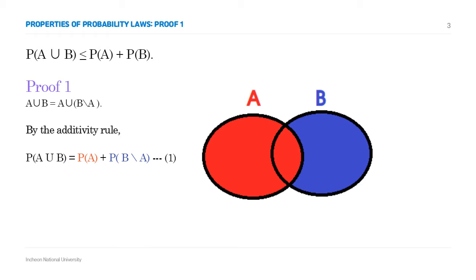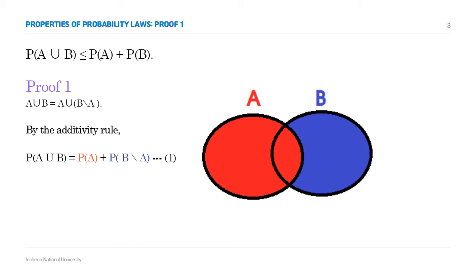So first we need a disjoint event, because I want to use the additivity rule that is defined for disjoint events. So I can write down event A union event B is equal to event A union (event B difference A). It makes sense, and we already know what that means. As you can see from the picture on the right, event A is the red part, and event B difference event A is the blue part.